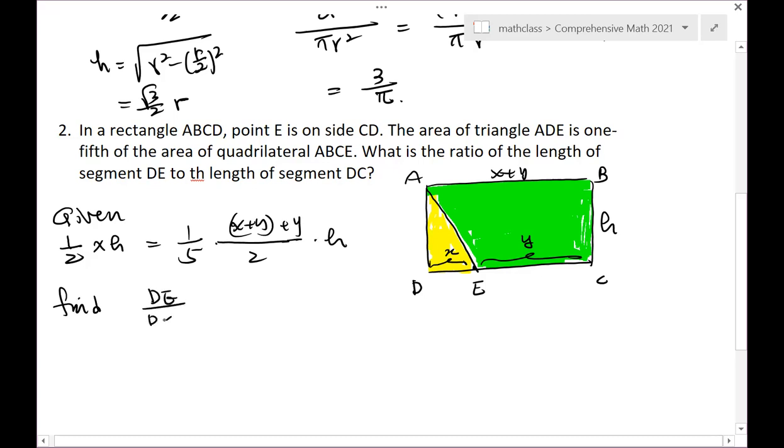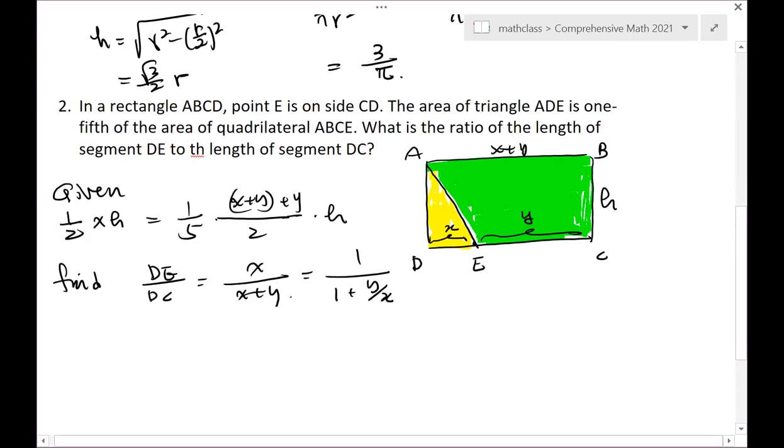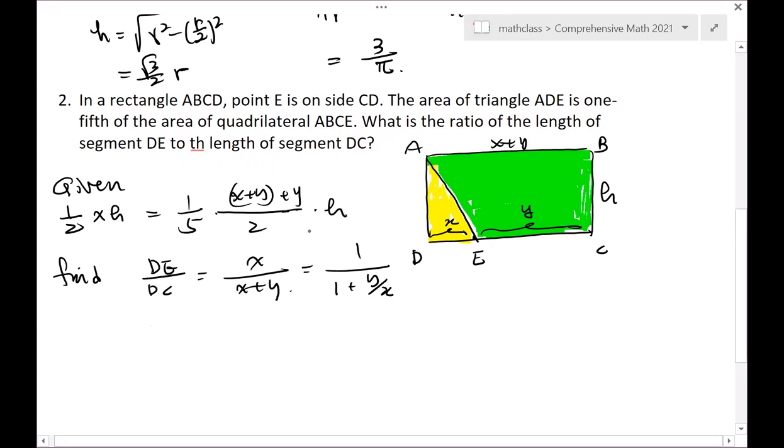We have to find out DE and DC. So DE is X, DC is X plus Y. Basically you have to find out the ratio Y over X. You can also express this as 1 over 1 plus Y over X. So you basically just need to find the ratio X to Y, or Y to X. So from the above identity, can we do that?